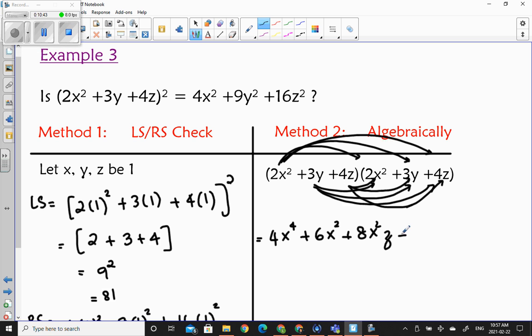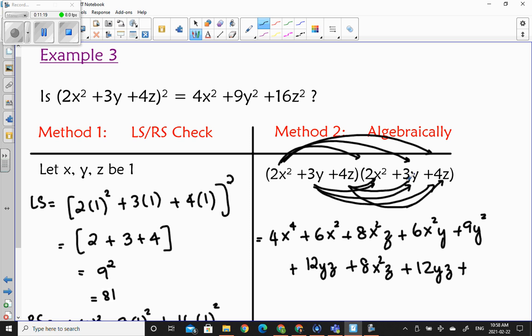So I'm going to get 3 times 2 is 6x squared y. You always write the x, y, z in that order, okay? Plus 3 times 3 is 9, y times y is y squared, plus, I'm going to write here because I don't have room there, 3 times 4 is 12yz. So I finished multiplying 3y with all of these 3. And the last one is multiply 4z with all of these 3. So 4 times 2 is 8x squared z, plus 4 times 3 is 12yz, plus 4 times 4 is 16z squared.